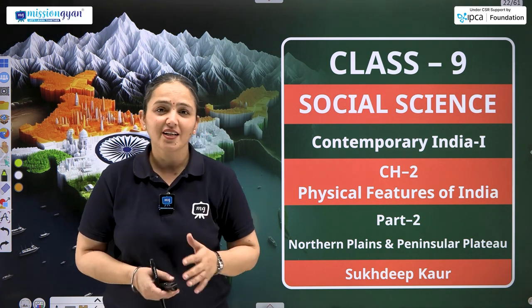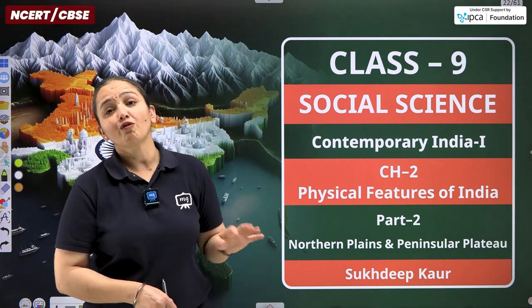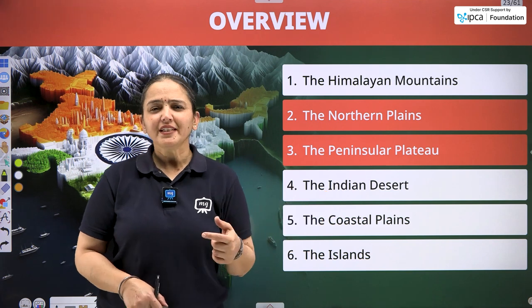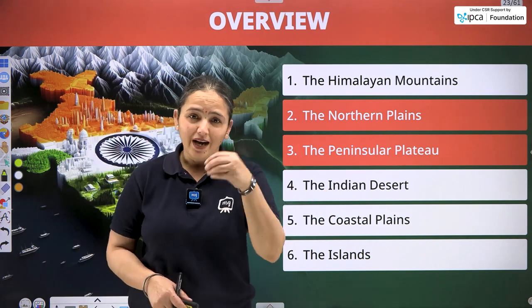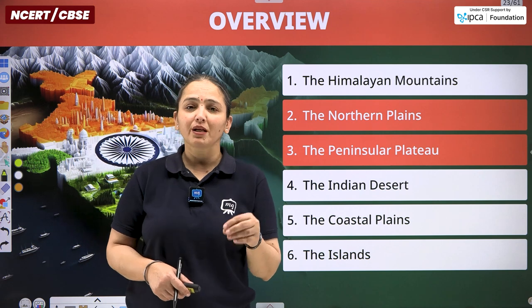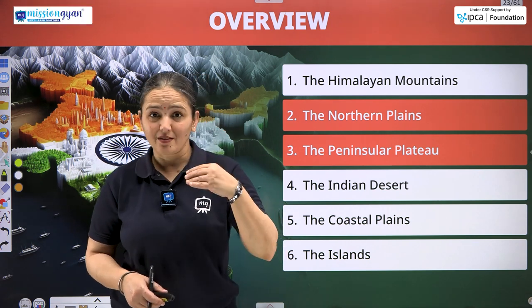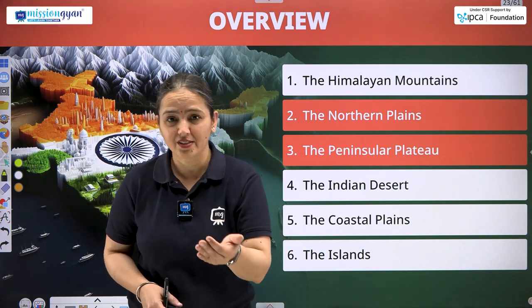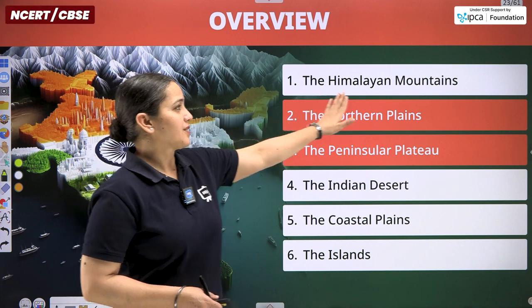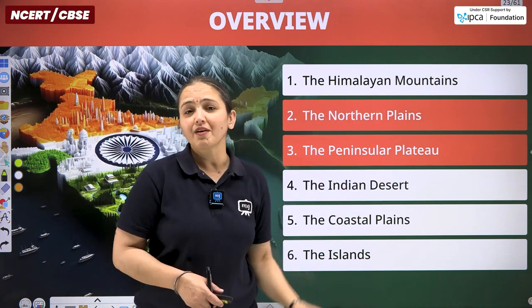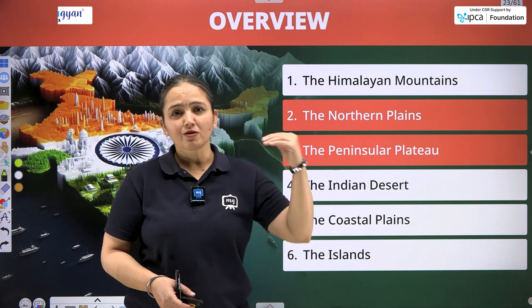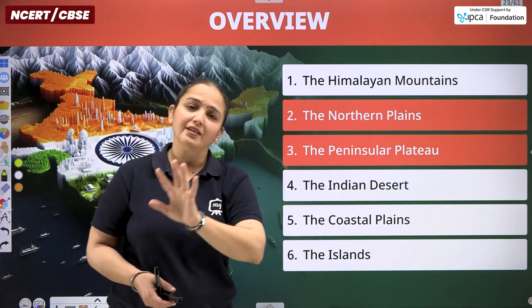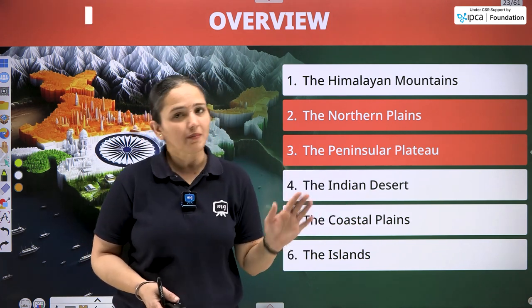We have already started our chapter number 2 with the discussion of its first topic. We have divided this chapter in a few parts on the basis of our convenience so that things become easier for us, for me to teach, for you to understand. So we have already discussed the Himalayan mountains. We have discussed the division of the Himalayas on two bases, on the basis of ranges and regions, and the entire features of the Himalayan mountains.